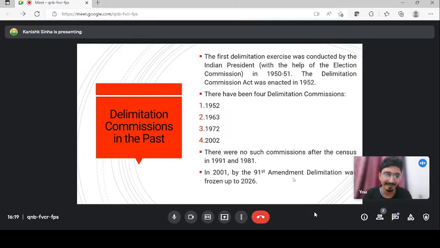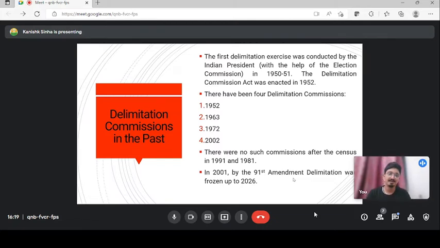So still we are in 2022. Till 2026, the delimitation was frozen by the 91st Amendment Act of the Parliament. The same thing was done in Jammu and Kashmir. That is the controversy with the delimitation that happened recently. Okay, am I clear to everyone?